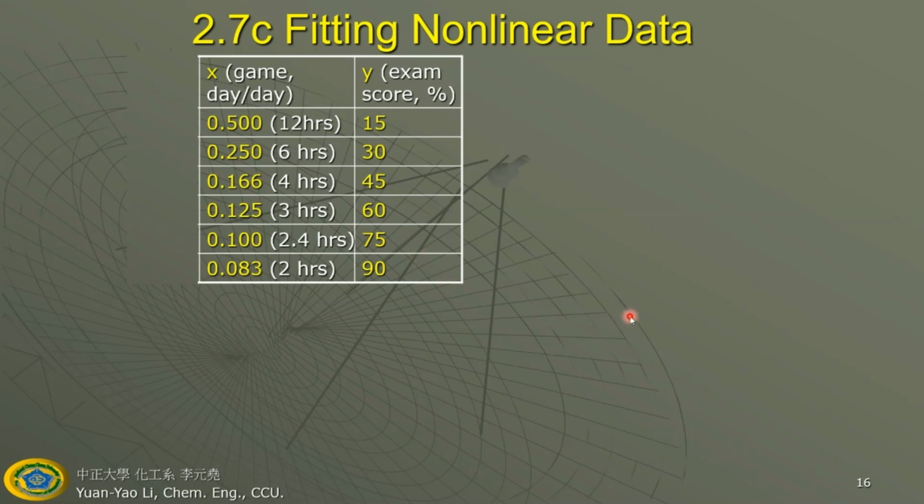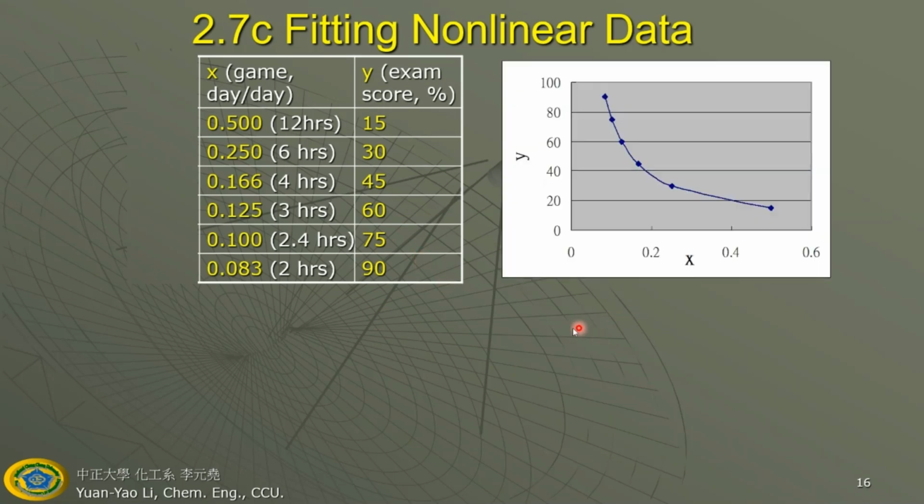Okay, that's what we are going to learn here. So when you plot, this is the x, this is the y, right? When you reduce the time of playing game, you increase the score of this course. Can you do a mathematical model for this line? No, you cannot. And do you remember I told you, if this is not linear, make it become linear.